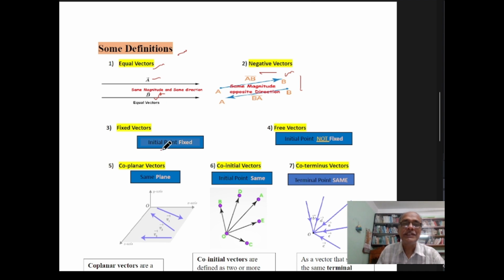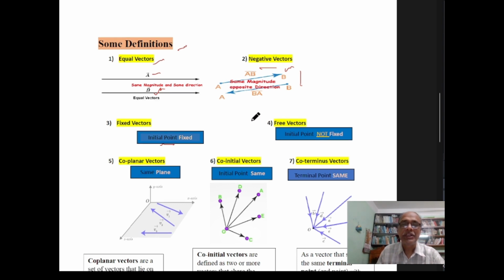Fixed vector. We know that in vector notation there is an initial point. If the initial points of two vectors are the same, then these vectors are called fixed vectors. And if the initial points are not fixed, then this is called a free vector.